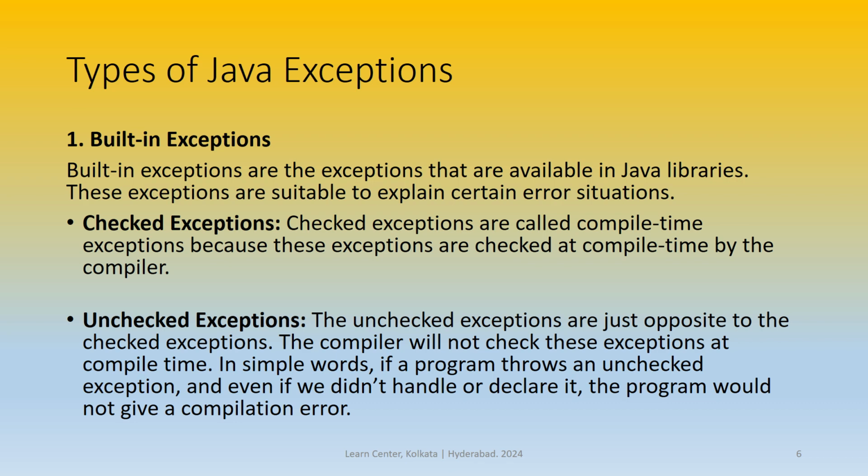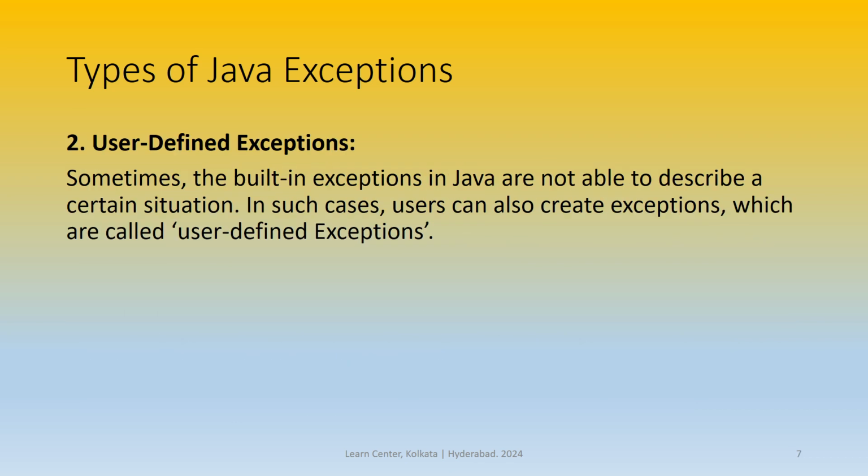Checked exceptions are called compile-time exceptions because these exceptions are checked at compile time by the compiler. Unchecked exceptions are just the opposite of checked exceptions. The compiler will not check them at compile time. In simple words, if a program throws an unchecked exception, and even if you don't handle or declare it, the program would not give a compilation error.